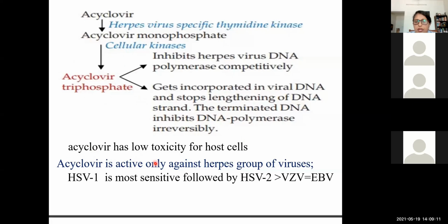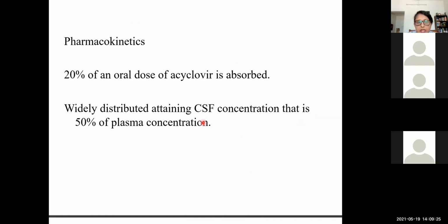And it is effective only against the herpes group of viruses: HSV1, 2, varicella zoster, Epstein-Barr, and cytomegalovirus. It is mainly for herpes simplex, varicella zoster, and Epstein-Barr virus. So that is about acyclovir. How is it given? An oral dose of acyclovir is widely distributed, and it attains good concentration in the CSF also. So it can be given orally.